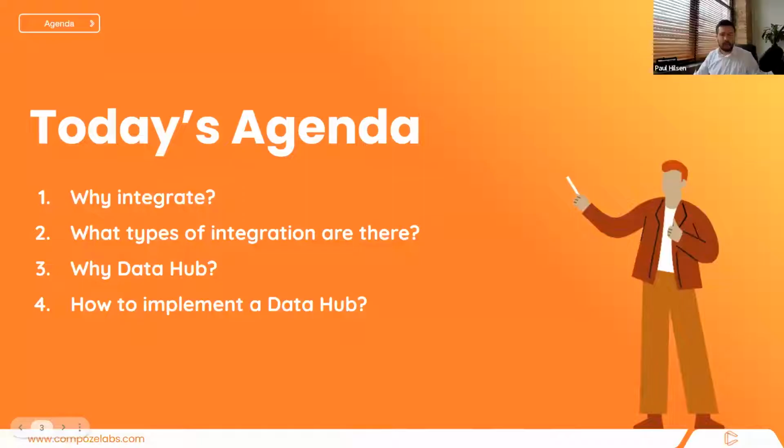All right, so like I said, today's agenda, why would we integrate? What types of integrations are there? Why a data hub? That's a specific type of integration that we like to do. And Lars is going to come in and close us out with how we implement these data hubs or this pub sub model, which we'll talk a lot more about.